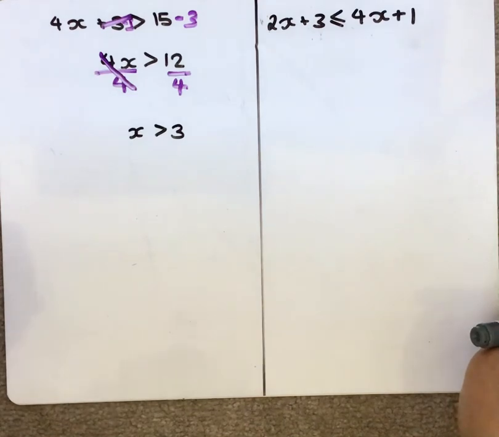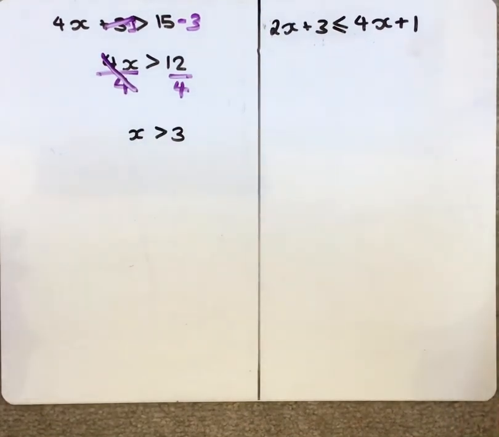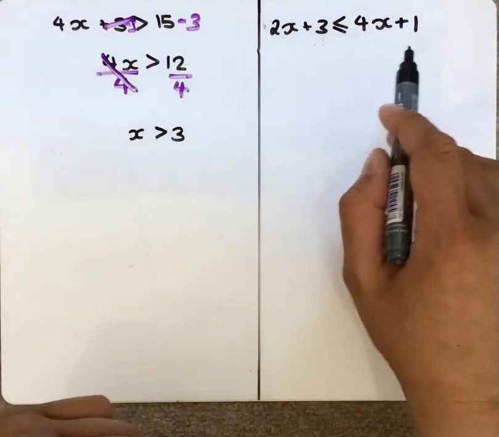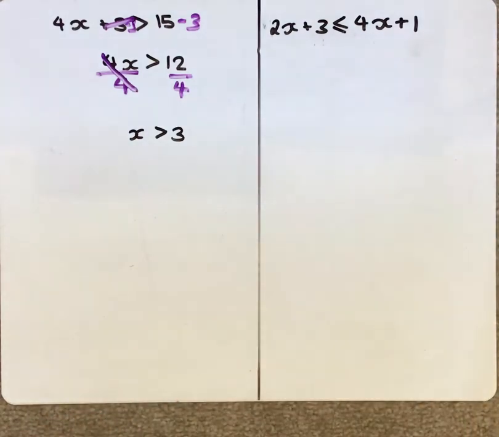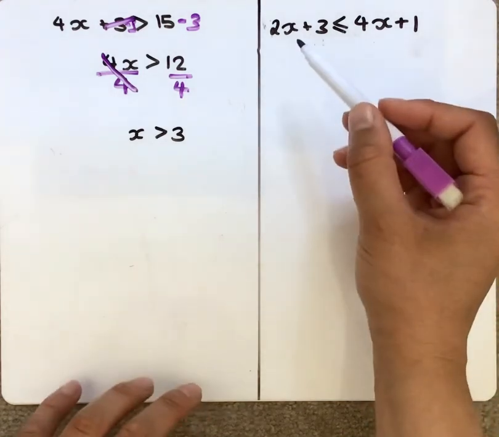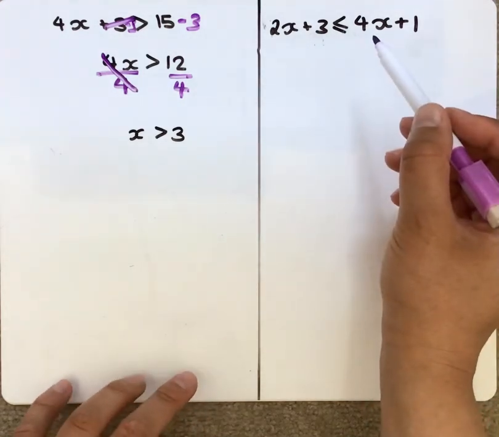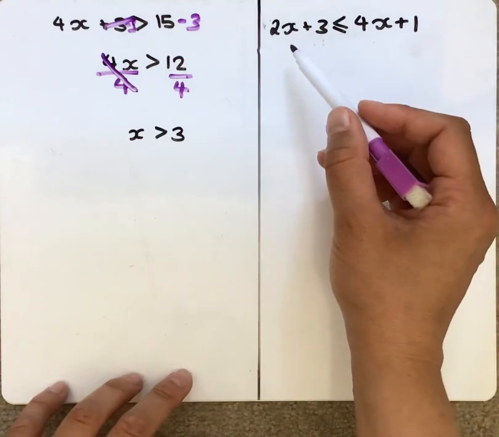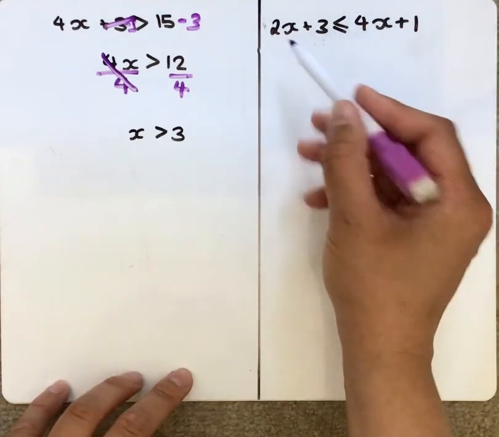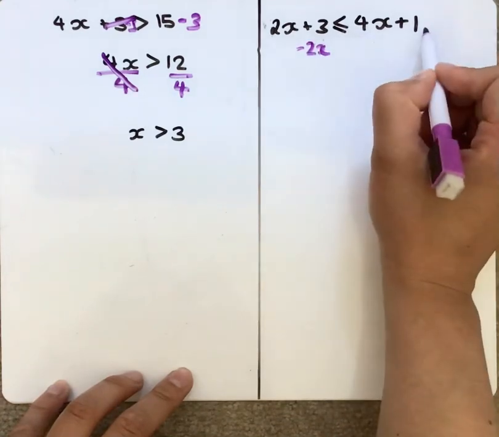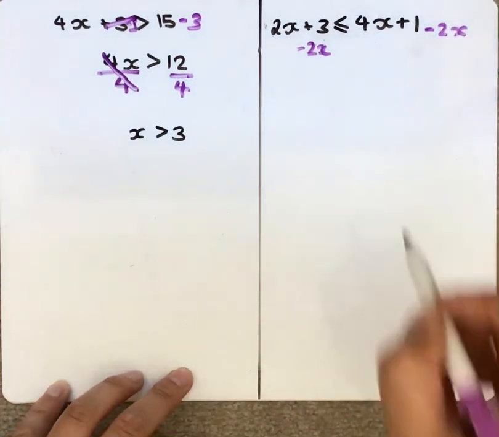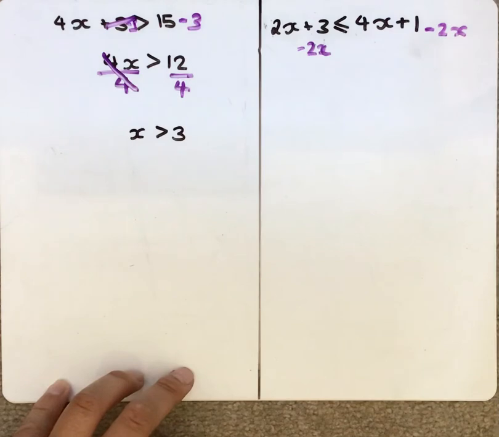And then if we look at the other inequality, 2x plus 3 is less than or equal to 4x plus 1. There's x's on both sides here, so I'm going to start by getting rid of the smallest number of x's. There's 2x or 4x, so the smallest number of x's is 2x. So I'm going to get rid of those 2x. To get rid of them, I just take them away. And remember to take them away from the other side as well to keep it balanced.